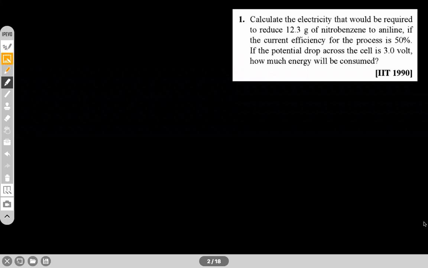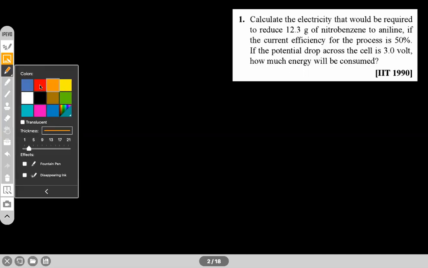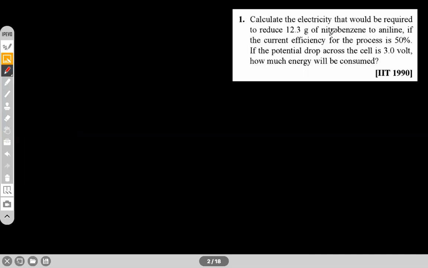Okay, so now you see this, the conversion of nitrobenzene into aniline. This reaction you should actually know. Okay, if you do not know this reaction, you cannot do this question. So, the electricity that we require to reduce this many grams of nitrobenzene to aniline.